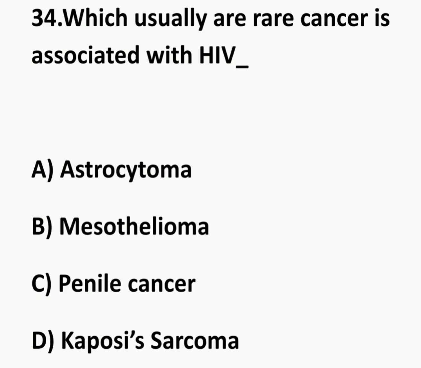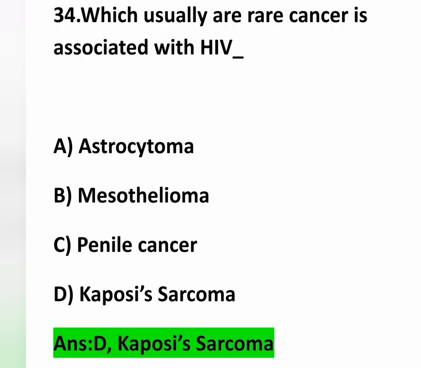The next question. Which is usually a rare cancer associated with HIV? Option A, astrocytoma. Option B, mesothelioma. Option C, pineal cancer. Option D, Kaposi's sarcoma. The correct answer is Kaposi's sarcoma, the rare cancer which occurs in HIV patients. Move on to the next question.